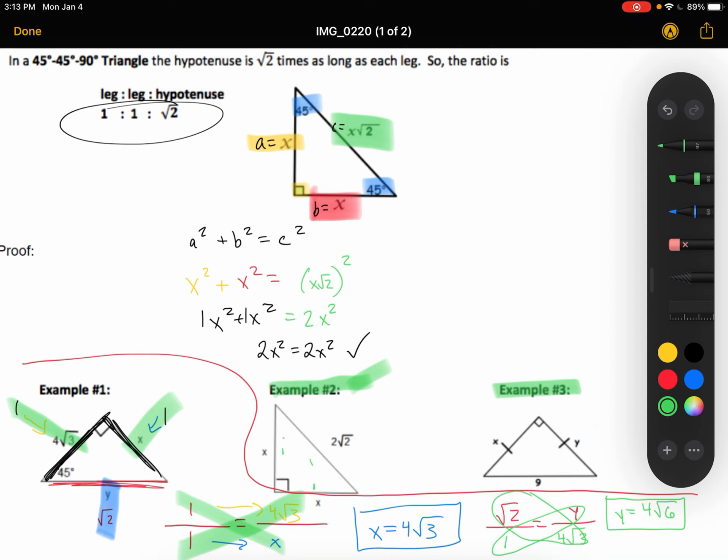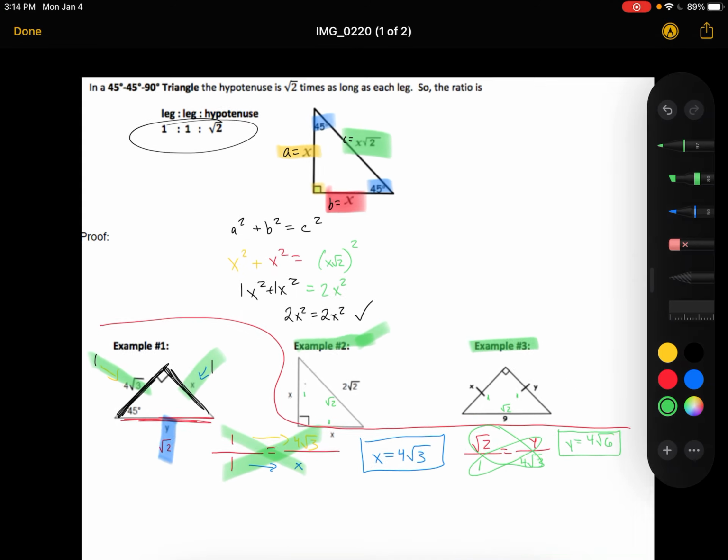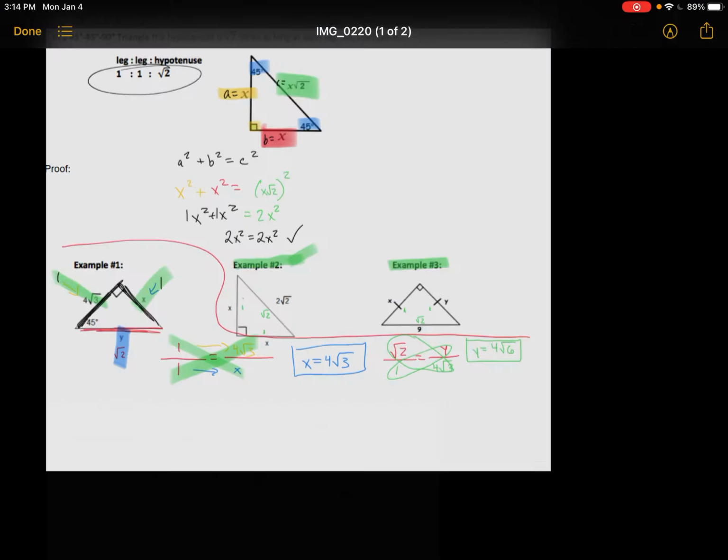This is your one side, your root 2 side. Your one side, your root 2 side. And if you do that in the proportions, you can avoid using the Pythagorean theorem, save yourself a whole lot of time, and work fluently with these types of triangles.